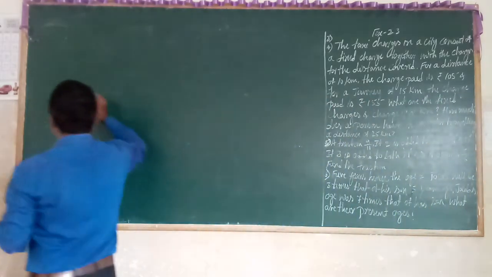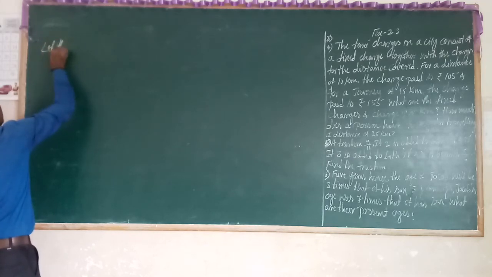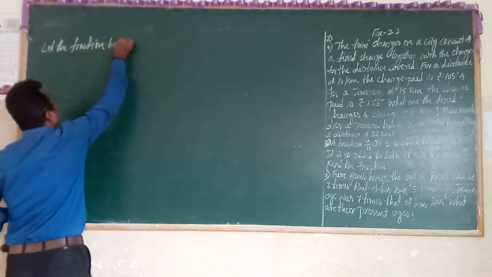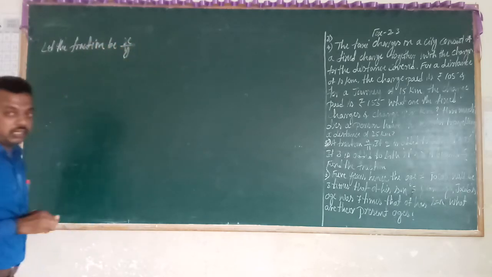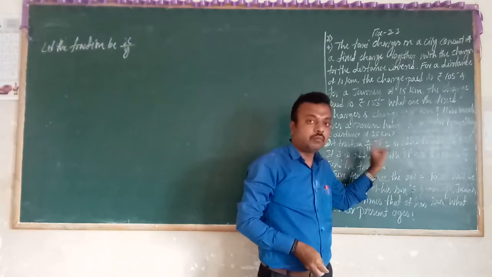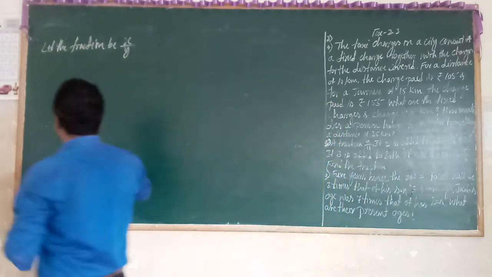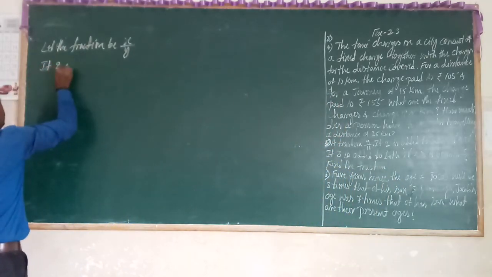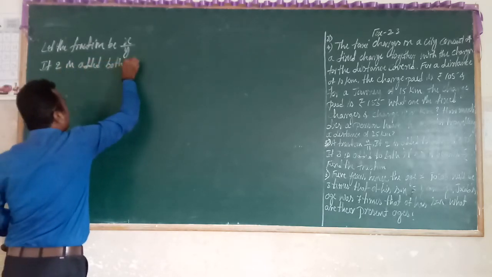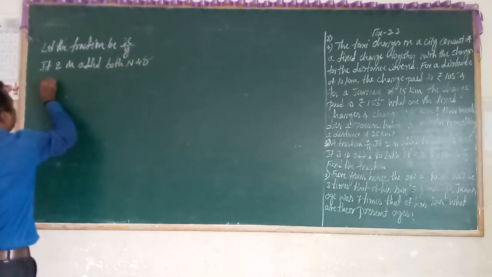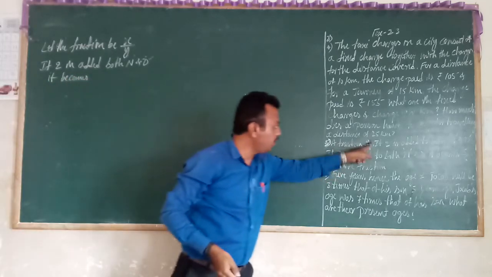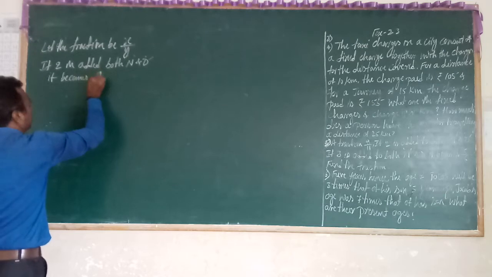That's why, let the fraction be x by y. One fraction is x by y. If 2 is added to both numerator and denominator, it becomes how much? It becomes 9 by 11.